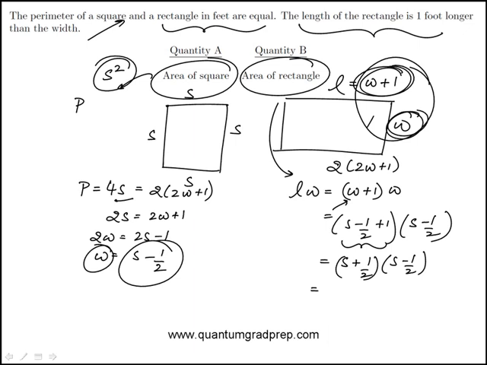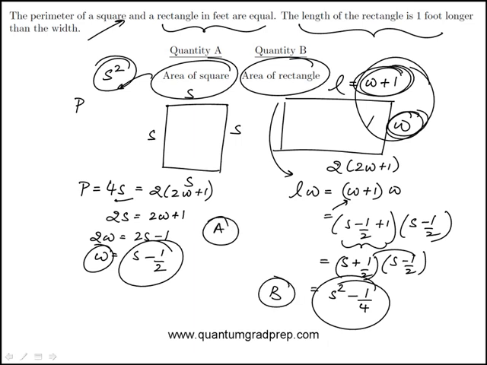I can use the difference of squares here. This is S square minus 1/4, because I'd be squaring that term. So quantity A is S square, and this is quantity B. So we have to compare these two quantities. S square is the same. For quantity B, I'm subtracting 1/4. So clearly quantity A will always be greater. So the answer is A.